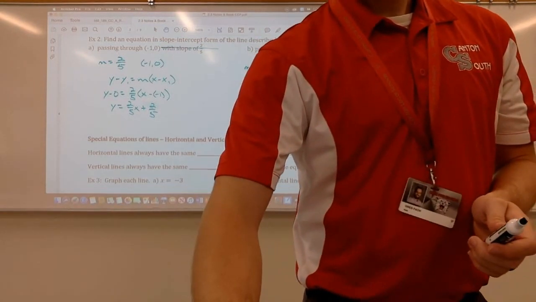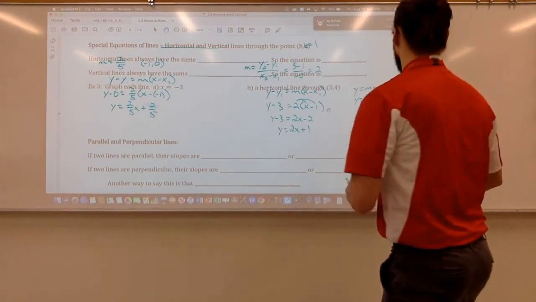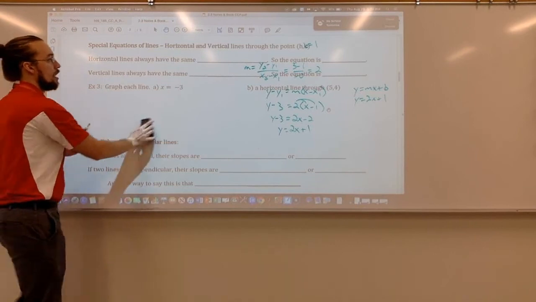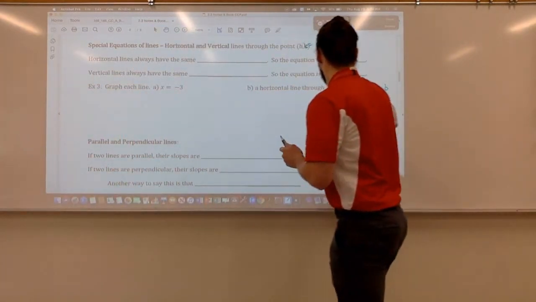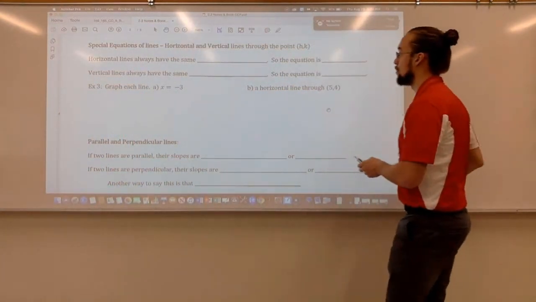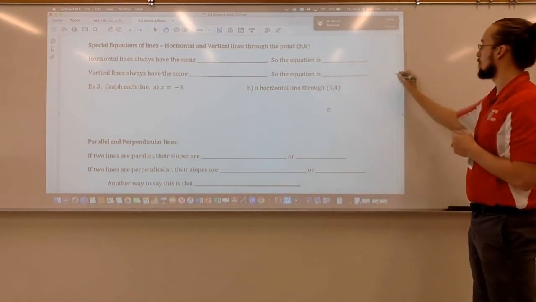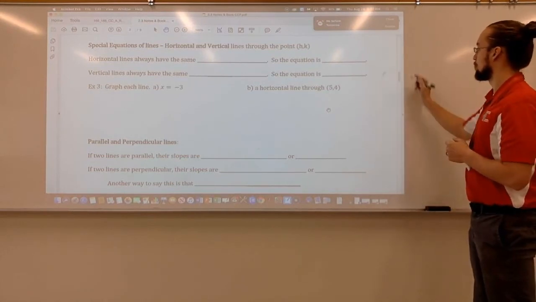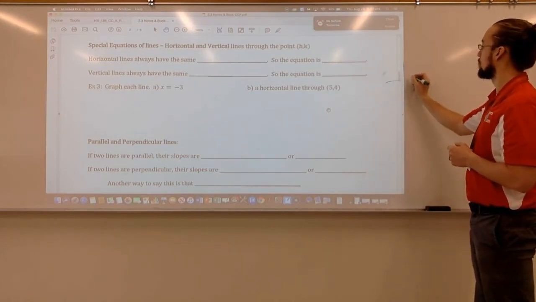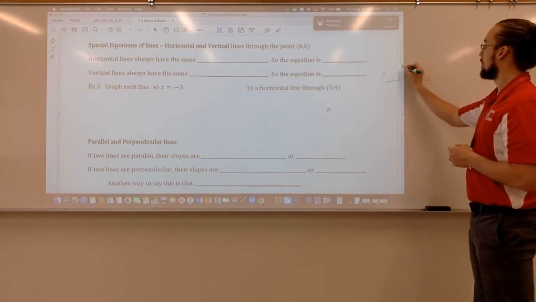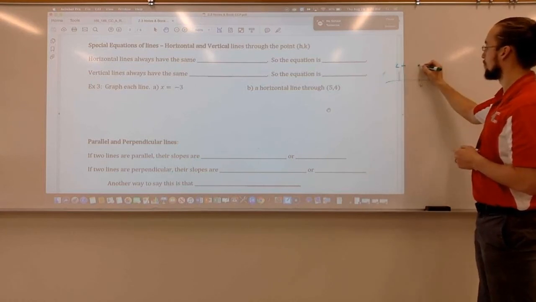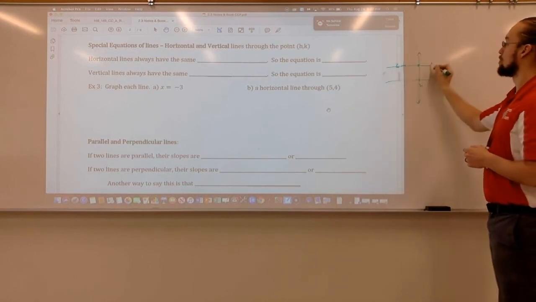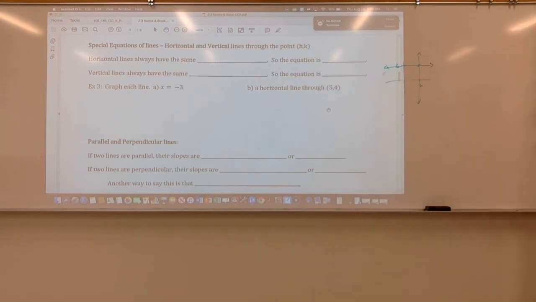All right. So special equations of lines. Okay, here we're talking about horizontal and vertical lines. So here we're saying we're going to draw a horizontal and vertical line through the point HK. Okay, so where H is just some x value and K is just some y value, right? So we've got this coordinate point right here. So I'm going to draw a vertical line and a horizontal line through that point.